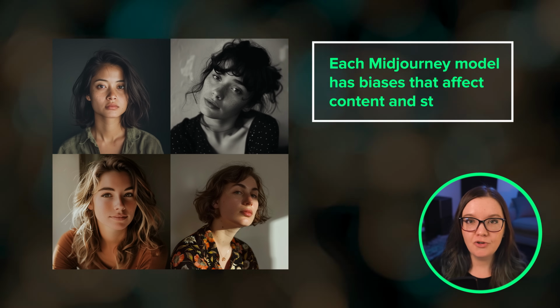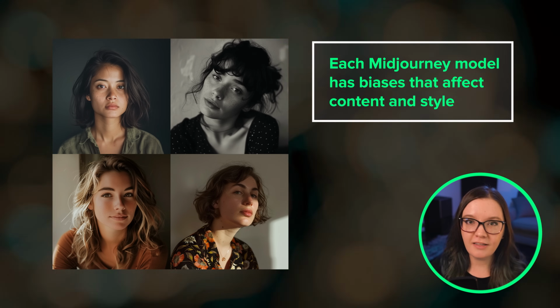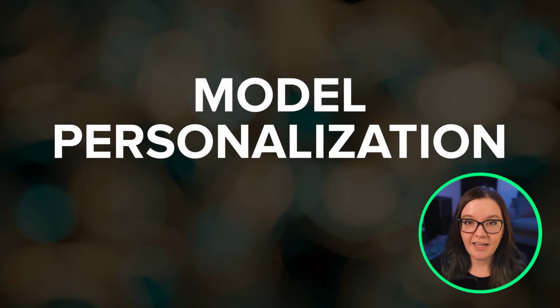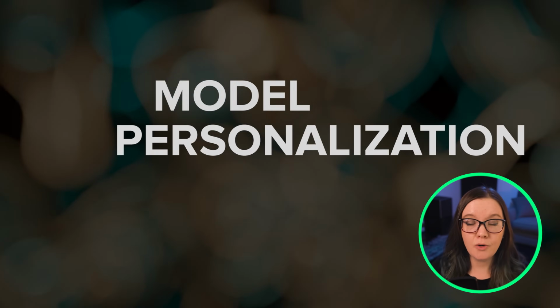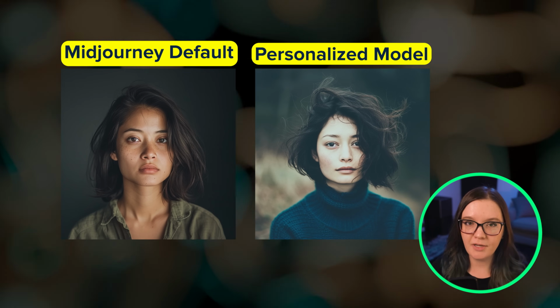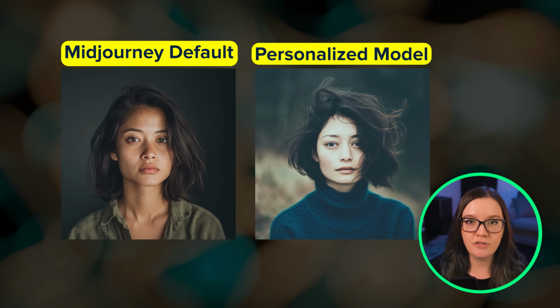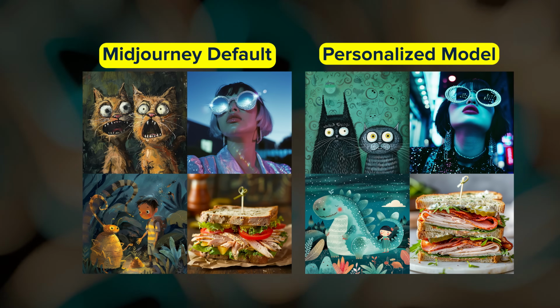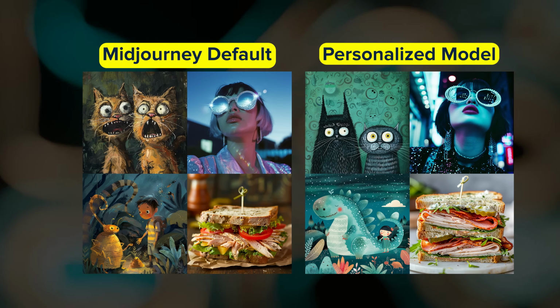Before we wrap up, there's one more feature that I want to highlight that can help you consistently get images that align with your personal visual aesthetics. By default, Midjourney uses its own bias to fill in the gaps, so to speak, each time you submit a prompt. However, setting up model personalization allows you to create your own customized Midjourney model tuned to your personal visual preferences. Here are a few comparisons between Midjourney's default style and one of my personalized models.